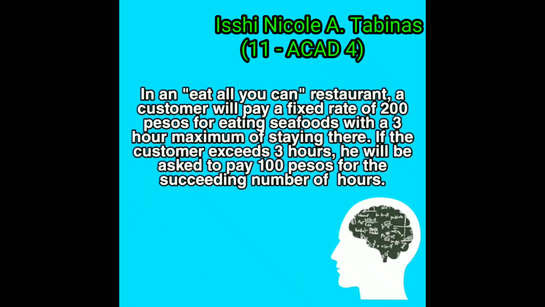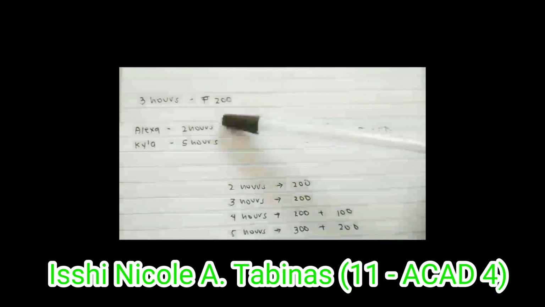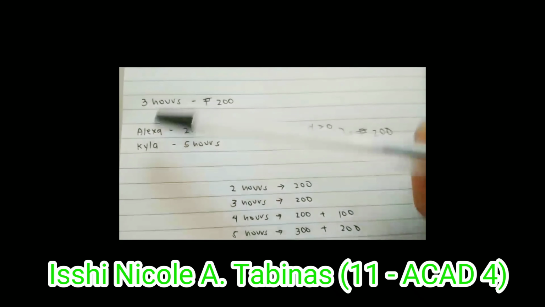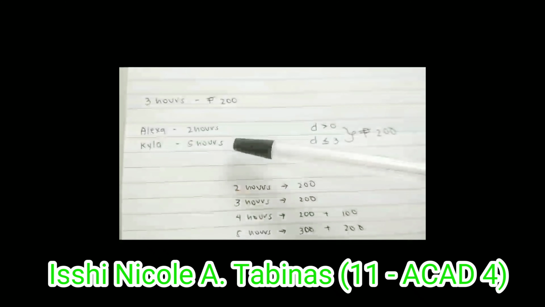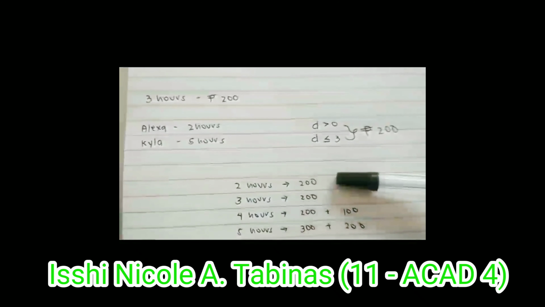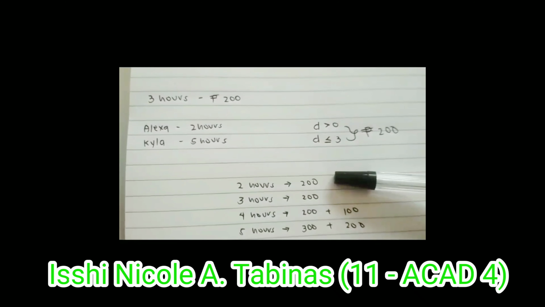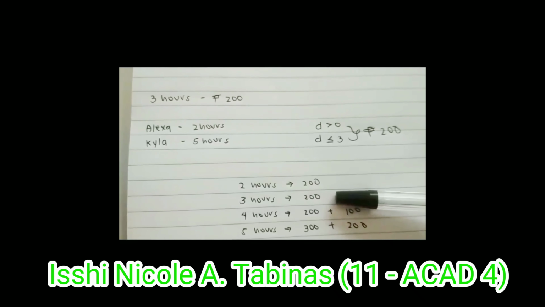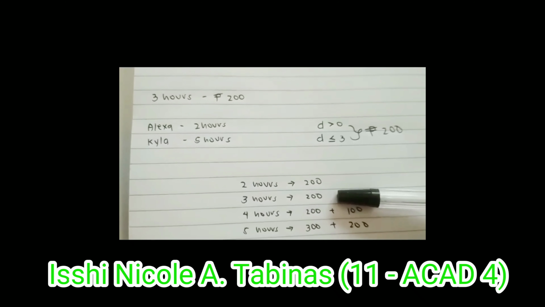The problem is, in an eat-all-you-can restaurant, a customer will pay a fixed rate of 200 pesos for eating seafood with a 3-hour maximum of staying there. If the customer exceeds 3 hours, he will be asked to pay 100 pesos for each succeeding hour. 200 is the fixed rate for 3 hours of eating seafood. Alexa got 2 hours, Kyla got 5 hours. 2 hours is fixed at 200 pesos. 3 hours will also be 200 because it's the maximum hours.